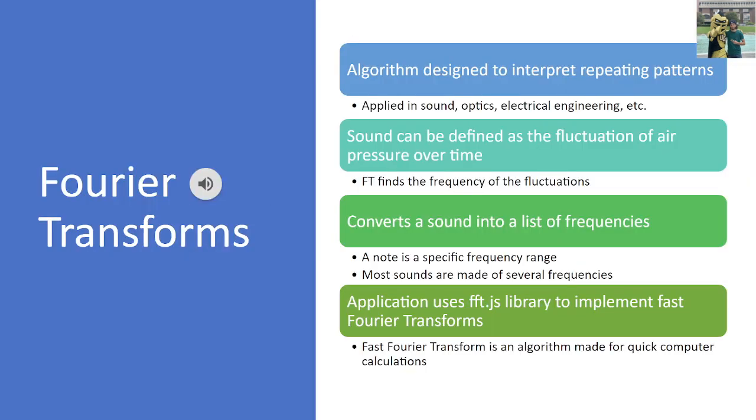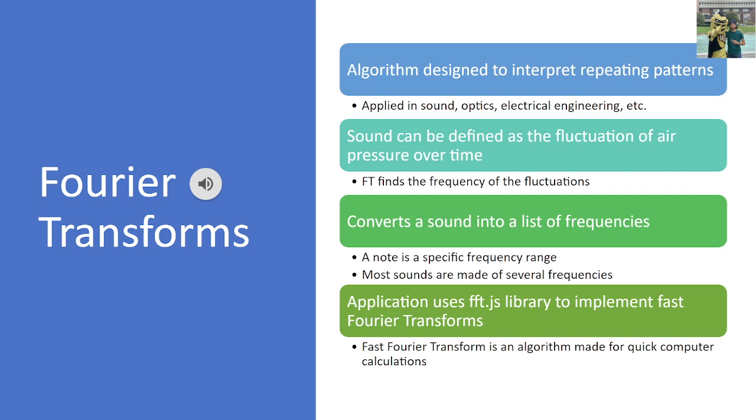Alright, I'm sure everyone remembers Fourier transforms. This is basically the backbone of our project. It is what makes everything work properly. And a Fourier transform is basically an algorithm designed to interpret repeating patterns. It's typically applied in sound engineering, optical engineering, electrical engineering, computer engineering. We've all seen it. Sound in general can be defined as the fluctuation of air pressure over time, and the Fourier transform finds the frequency of these fluctuations and converts it into a list of frequencies.